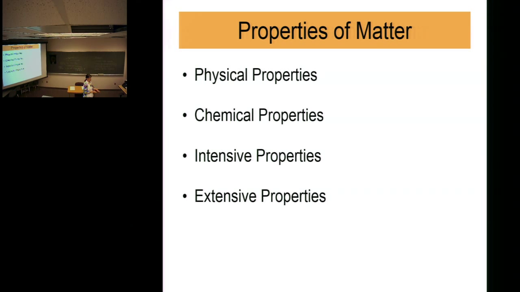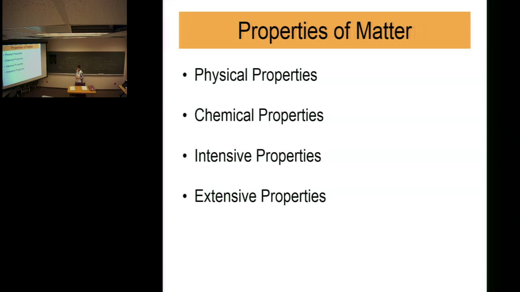It matters how much you have. Mass, weight, matters how much you have. Enthalpy, when we talk about enthalpy, that's another example of an extensive property. It matters how much you have. All right, so does that make sense? Everybody got the idea between physical, chemical, intensive, and extensive properties?